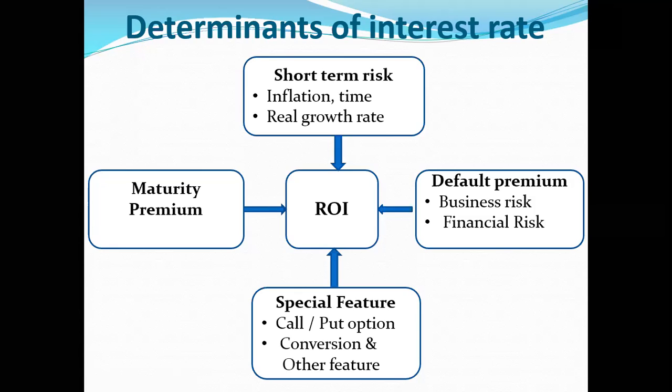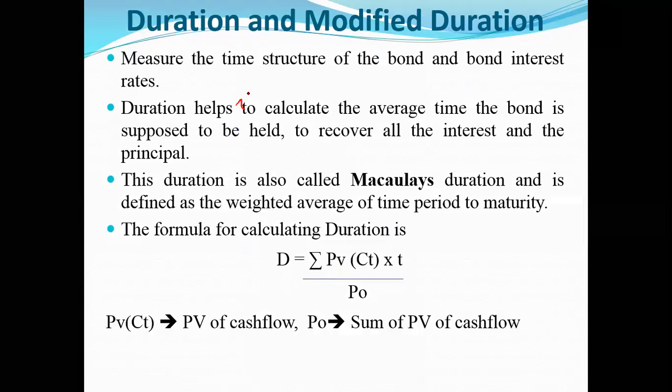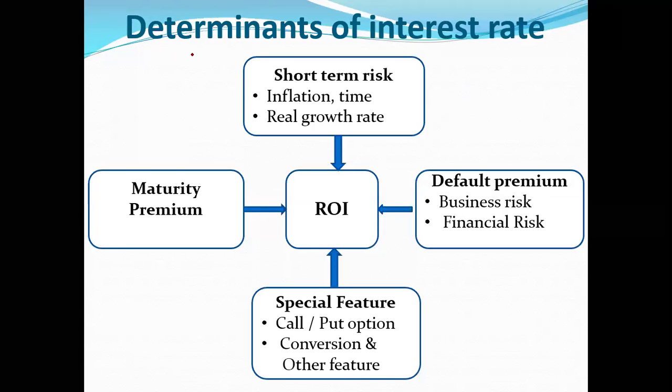Right? Next is the real growth rate. Once you talk of real growth rate, I told you an equation: if you have borrowed a loan at 14% rate of interest, you have to segregate that 14% into two major components. First is, what is the real rate of interest? For example, just look at this. If you have taken an education loan at 14% rate of interest.